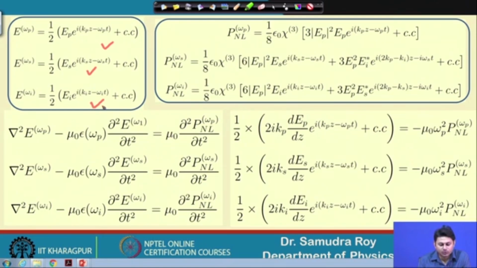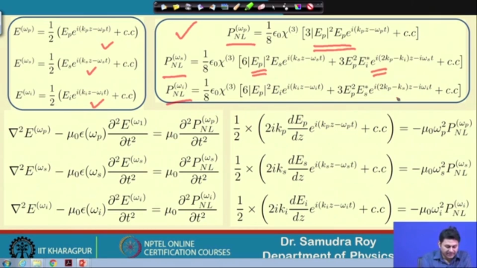The next thing one should know in order to calculate with Maxwell's equations is the corresponding source term. The source terms I calculated in the last slide, and these source terms for PNL omega s, PNL omega p and PNL omega i are this. In the first case, for PNL omega p, we have only the self phase modulation term. In the next case we have a cross phase modulation term with EP and the 4-way mixing term, and for the idler we will have the same thing. So now I have the electric fields and the corresponding source terms.